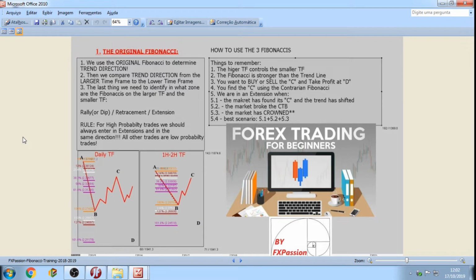So, the original Fibonacci, number 1. We are spending 2 months on the Fibonaccis. Number 1, we use the original Fibonacci to determine trend direction. Number 2, we compare trend direction from the larger time frame to the lower time frame. Number 3, the last thing we need to do is identify in what zone the Fibonaccis are, on the larger time frame and/or on the smaller time frame.